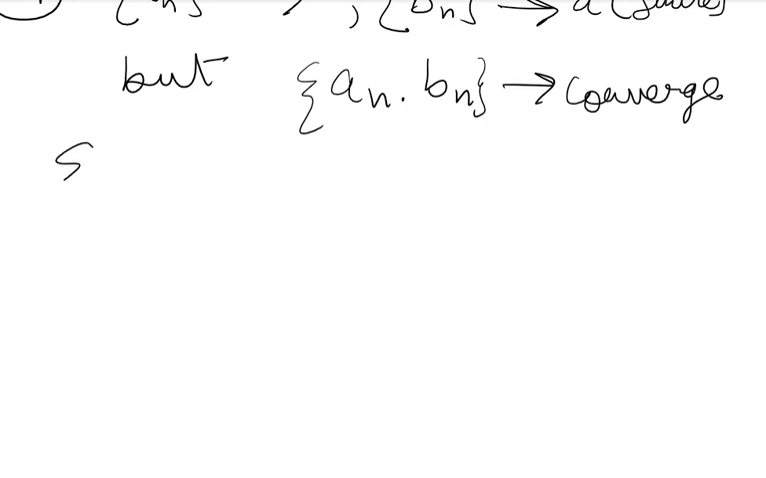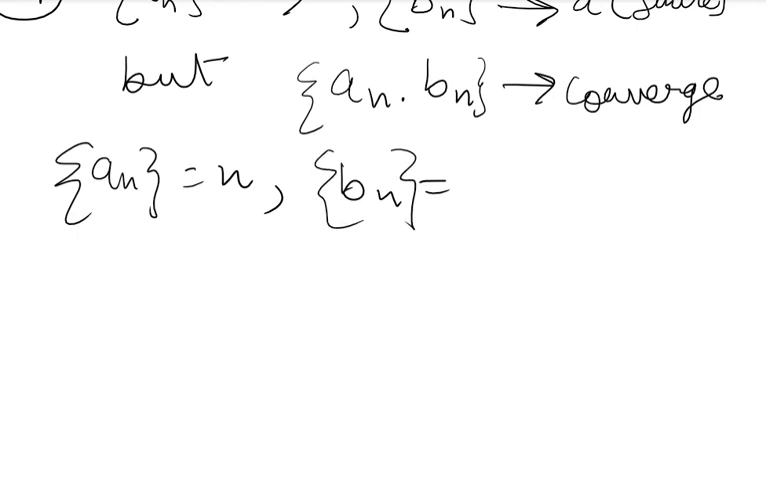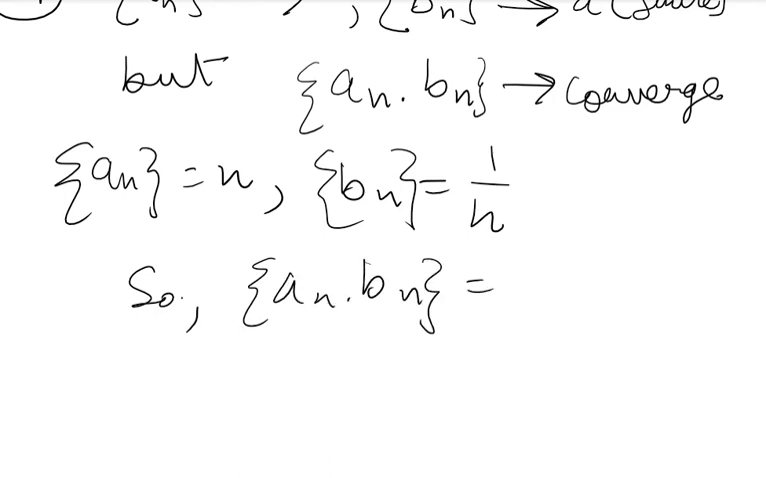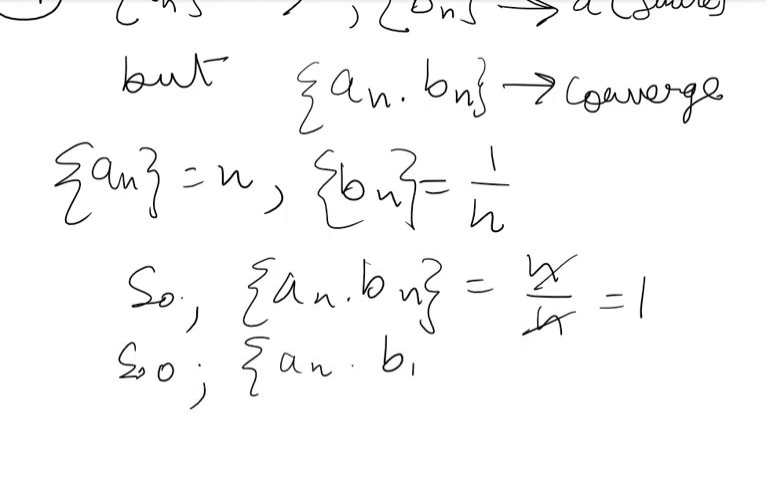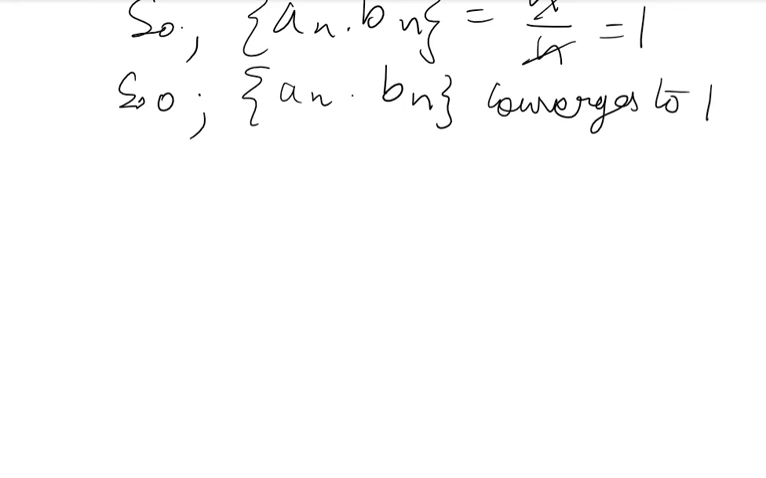Let's say if I take An to be n and Bn to be 1 by n. So An dot Bn is equal to n by n, that is 1. So An dot Bn converges to 1. Alright, so An and Bn is converging to 1.